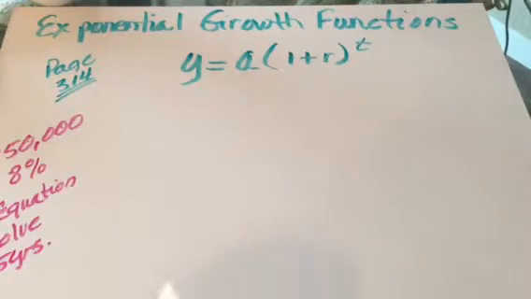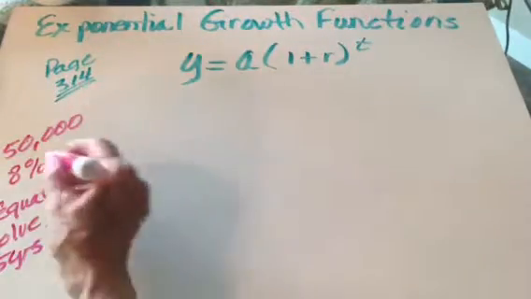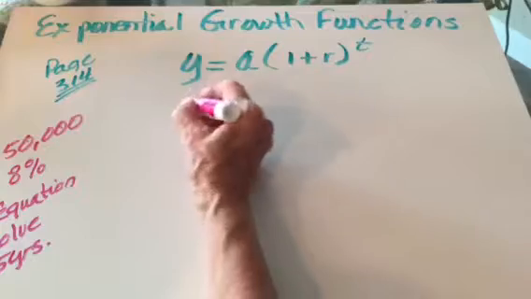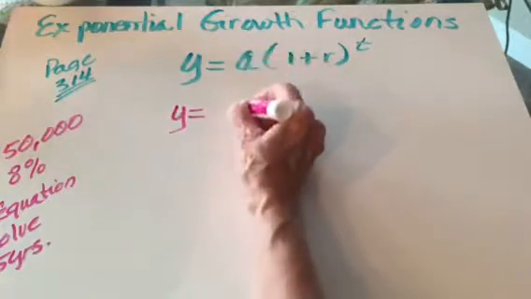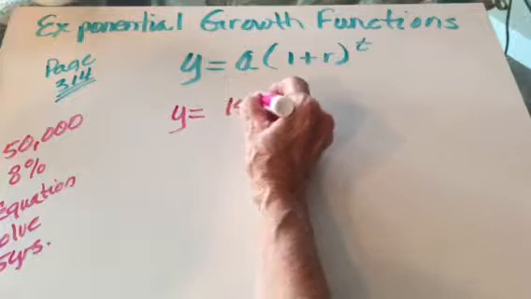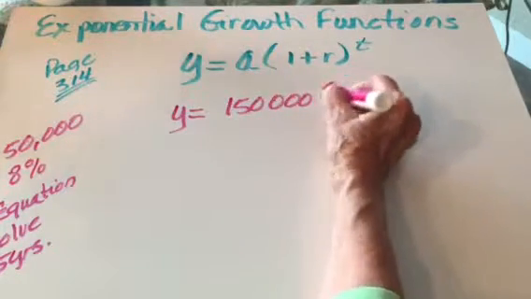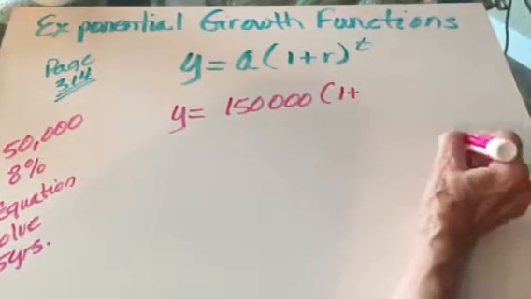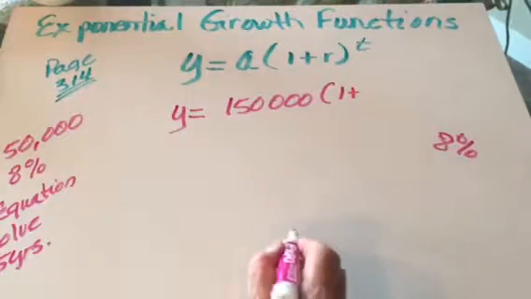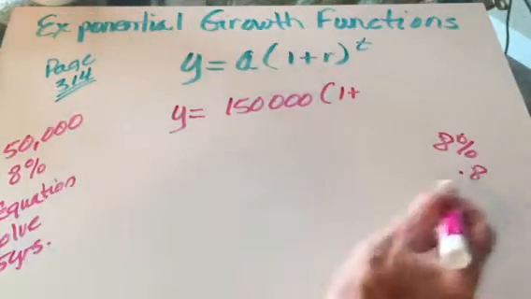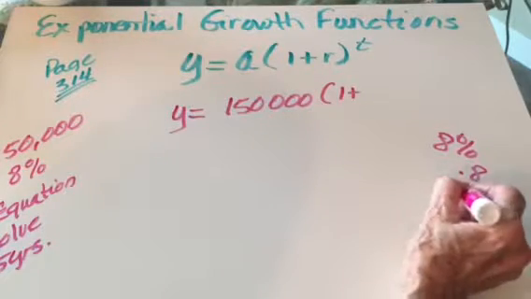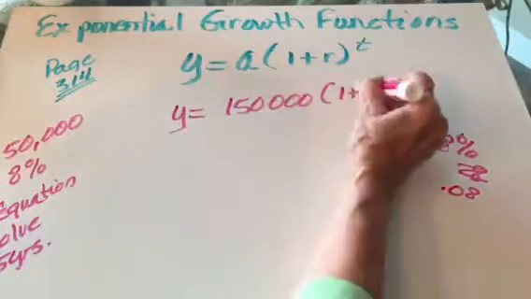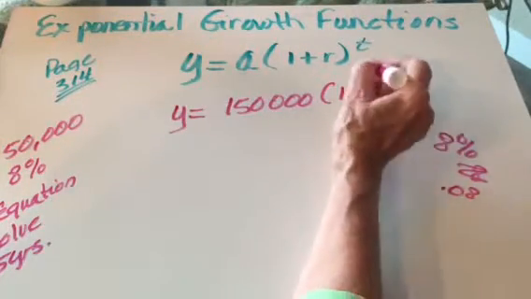Okay? All right. Now, so all we really have to do is plug numbers in. Now, we don't know the final amount, but right now I want to show you something. Y equals, now the amount is 150,000, that's the initial amount, times 1 plus the rate, which is 8%. Now, if I ask you to write 8% as a decimal, I hope you don't say 0.8 because it's not 0.8. It's 0.08. Think of it as money. 8% of a dollar is 8 cents.